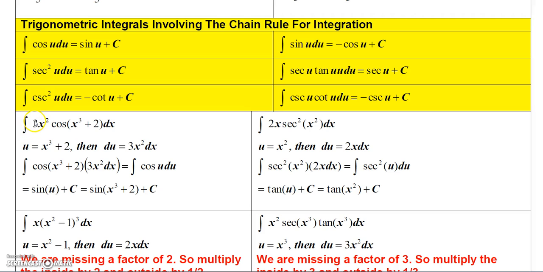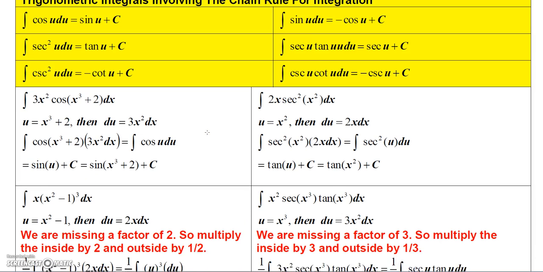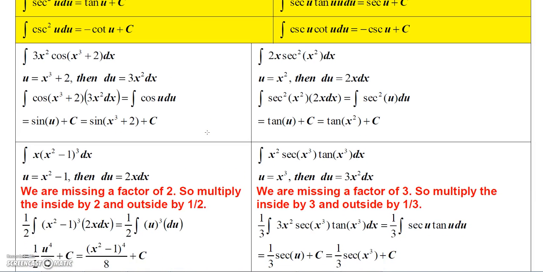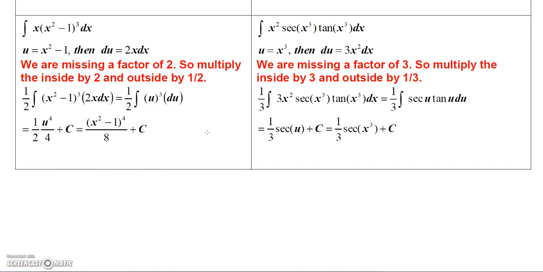So if this 3 had not been here, I would have just multiplied the inside by 3 and the outside by 1/3. Now in my final answer, I would have had 1/3 that would have had to come down here. So I would have had 1/3 times sine of u. And then here, if the 2 hadn't been there, I could have multiplied the inside by 2 and then multiplied the outside by 1/2. Likewise, like I just showed you. So let me show you on this one, and you'll actually see that on these next two.